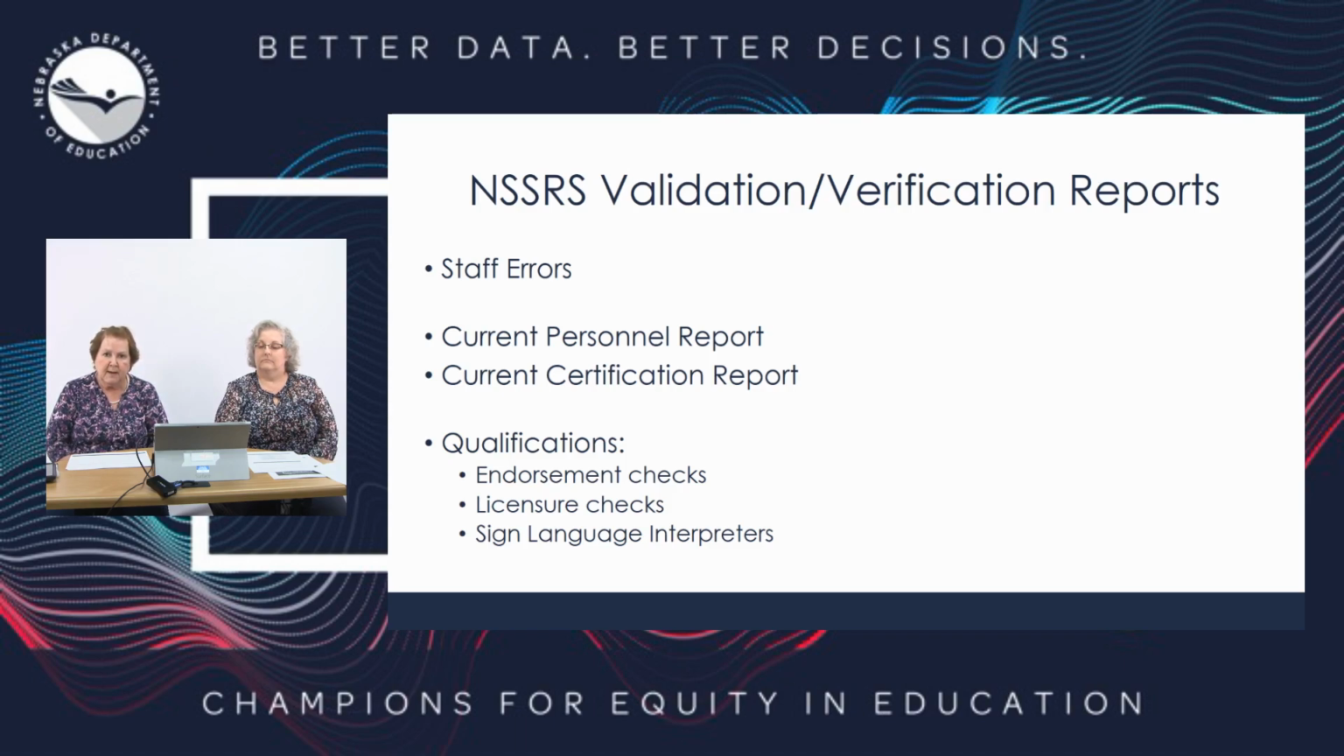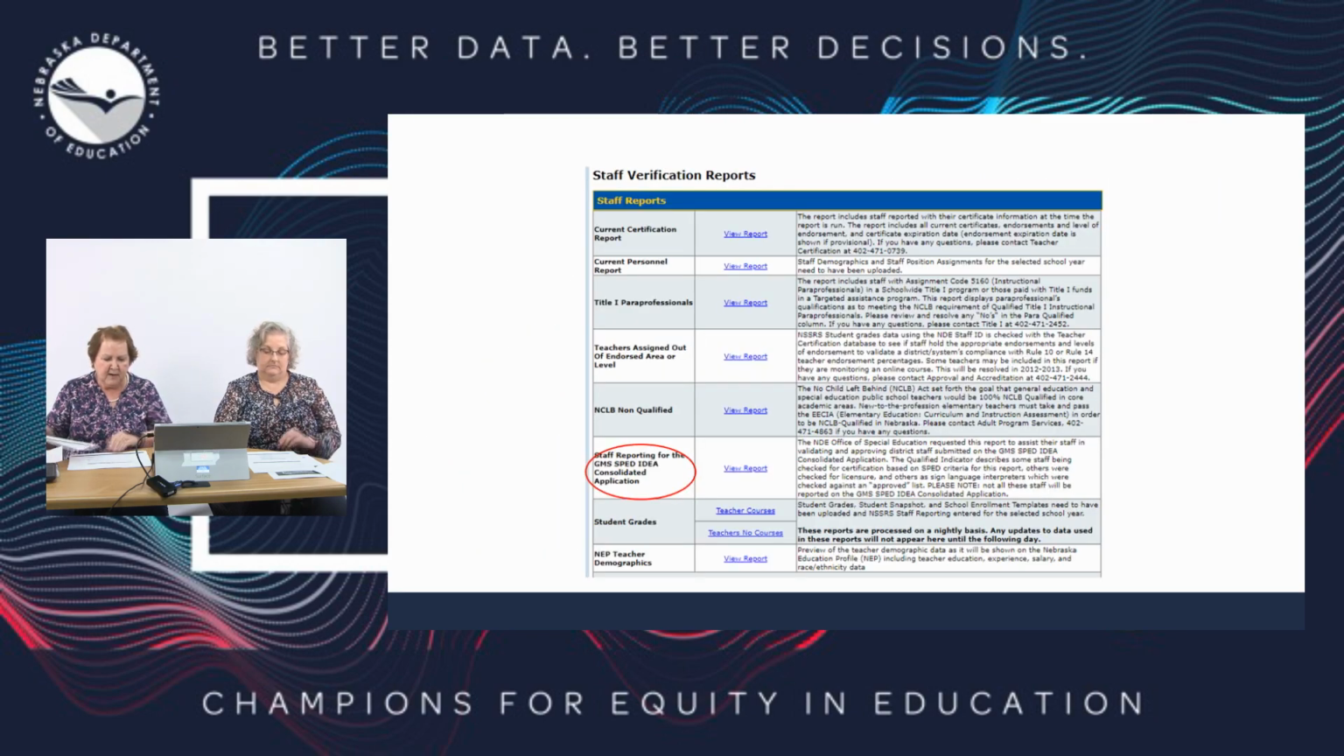And two of them that you might be familiar with are the current personnel report, which lists all the staff that you reported and their both positions combined together so you can see them all at once. And then also, if the staff are certificated, it'll show their current certificate information. But the one report that we really want you to look at is under the staff verification reports, and I have it circled on this slide.